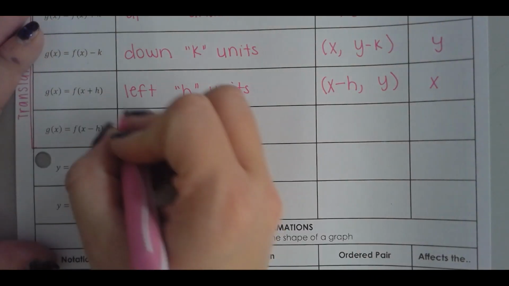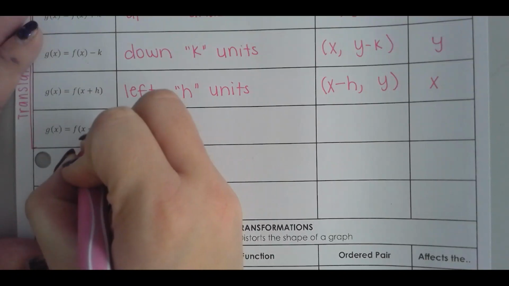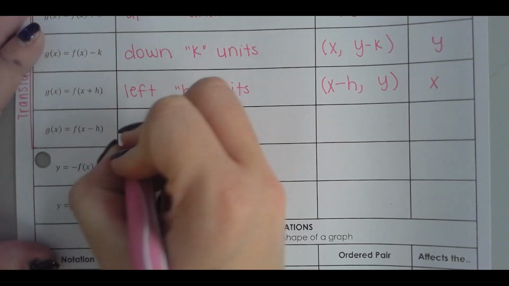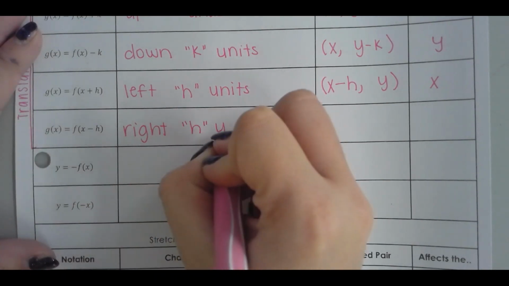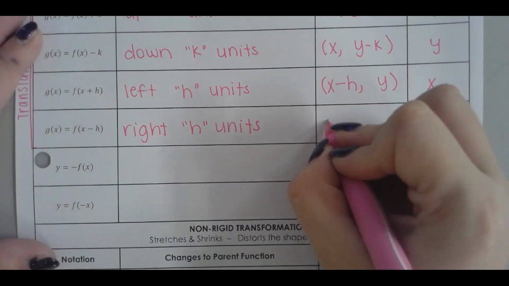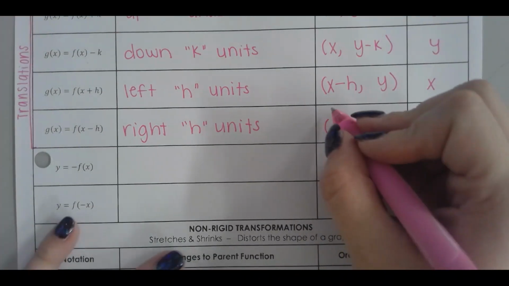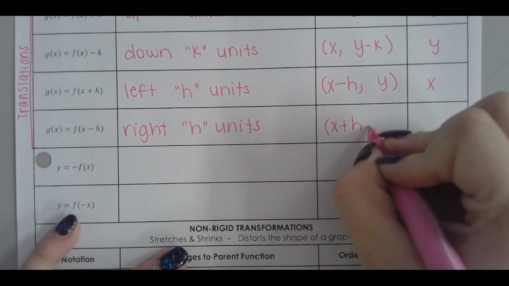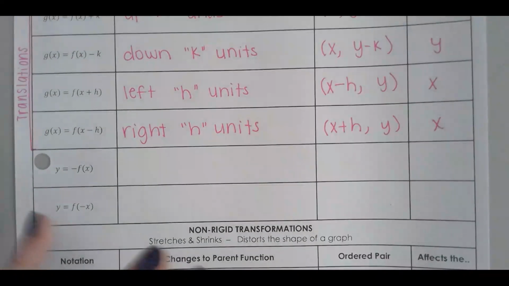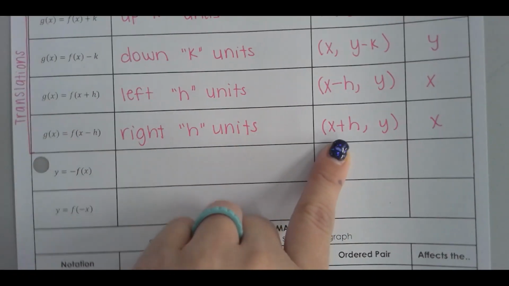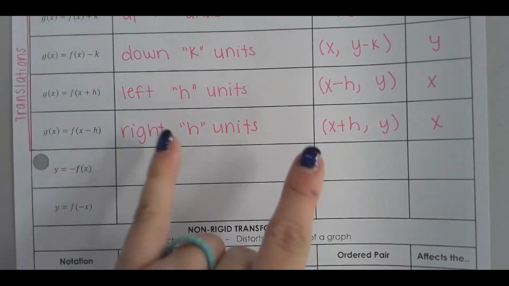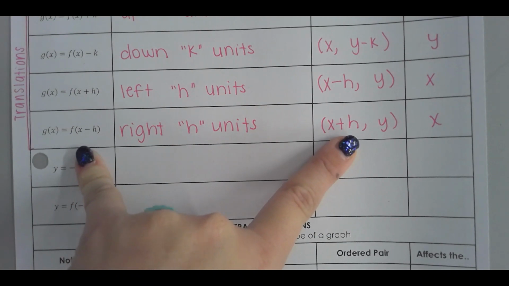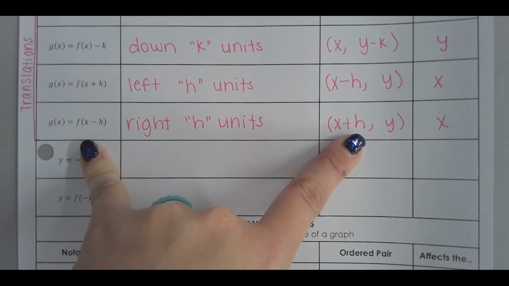And then this one's the opposite. So if you have x minus 5, that would mean that you go right 5. And so if you go right 5, we're actually going to add 5 to the x coordinate. I know it looks opposite. So this is just something that's got to be memorized.